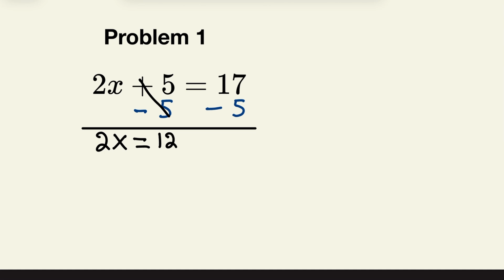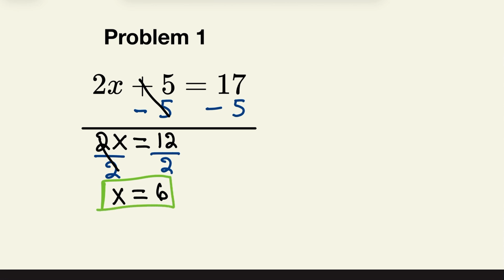Now we need to undo multiplication by dividing. So we have to divide by 2 on both sides here. All right, and so notice the 2's cancel out. We're left with x equals 12 divided by 2, which is 6. And that's the final answer.